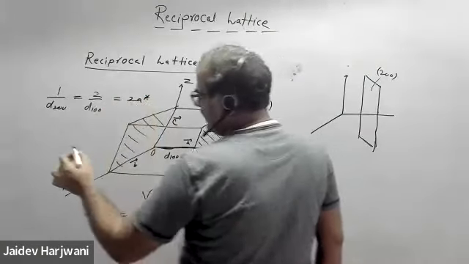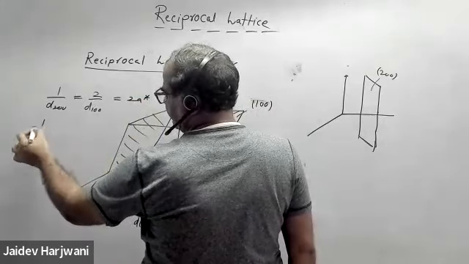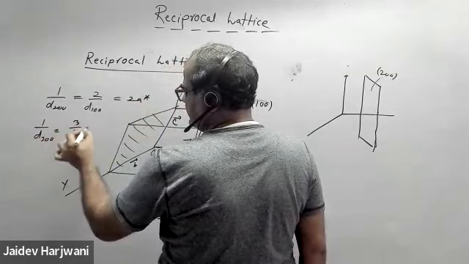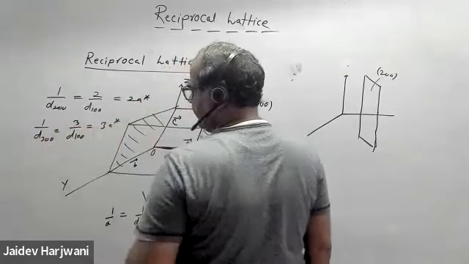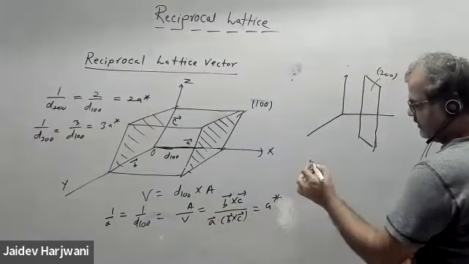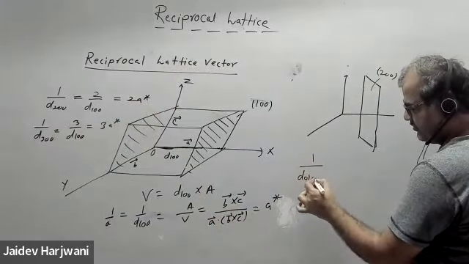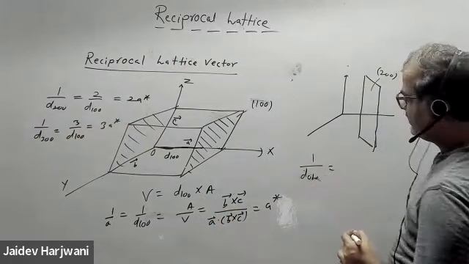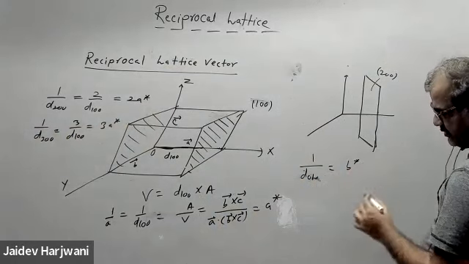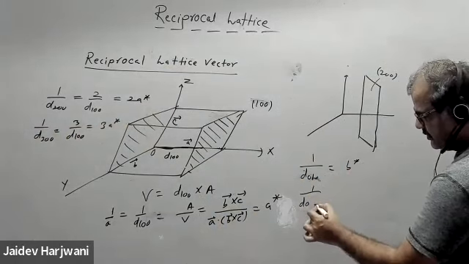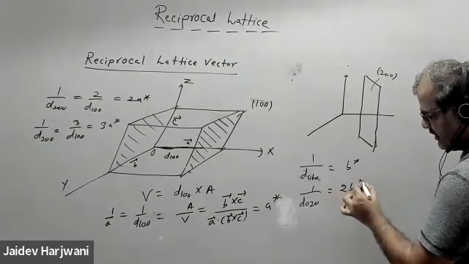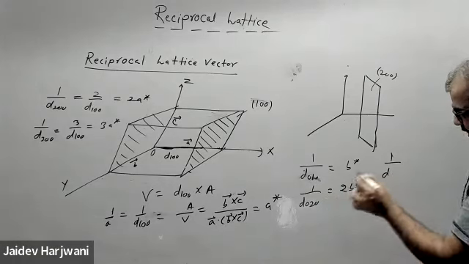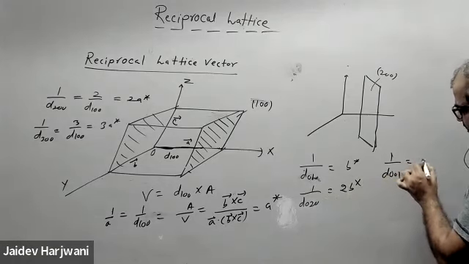Okay, similarly I can write, if I want to write 1 by d300, this will be 3 times 1 by d100, this is equal to 3a. Okay, similarly if I want to write 1 by d010, that will be equal to my b star. Okay, 1 by d020, that will be equal to 2b bar. Okay, similarly for c I can write, if I have 001, that is equal to c bar.